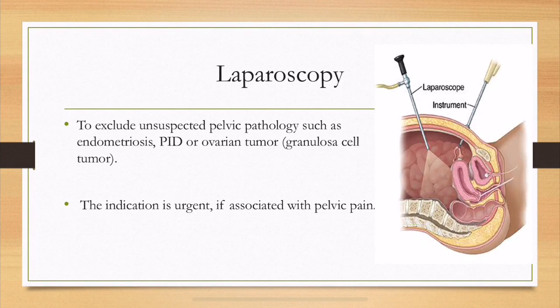Now we see laparoscopy, used to exclude unsuspected pelvic pathology such as endometriosis, pelvic inflammatory diseases, or ovarian tumor, granulosa cell tumor, that is the cancerous tumor from the stromal cells of the ovary. Laparoscopy can be done to exclude these pelvic pathologies. The indication is urgent if it is associated with pelvic pain. If the patient comes with these conditions along with pelvic pain, laparoscopy should be indicated.